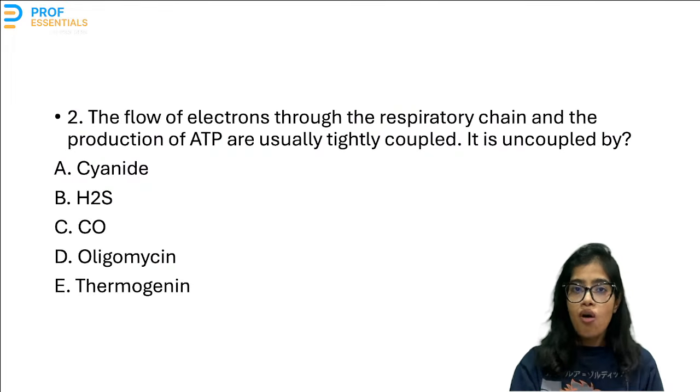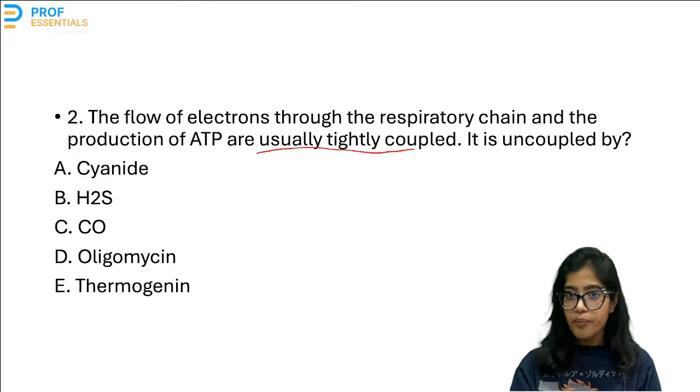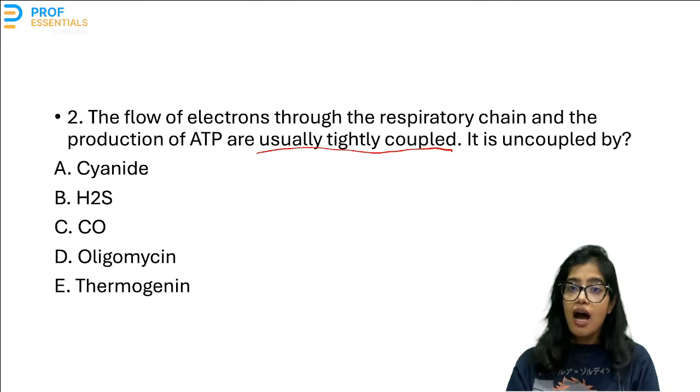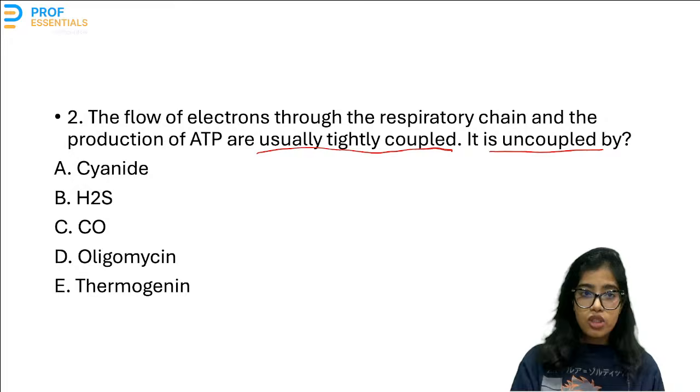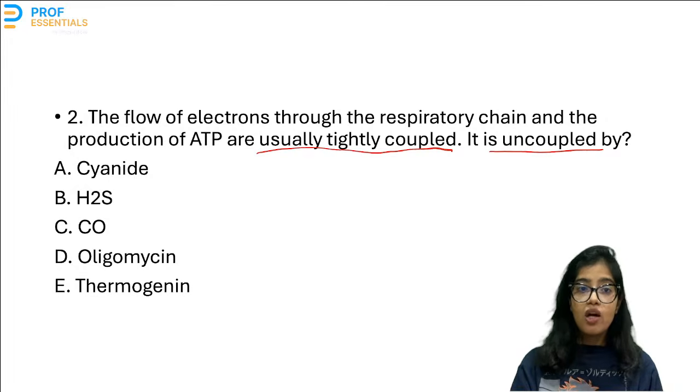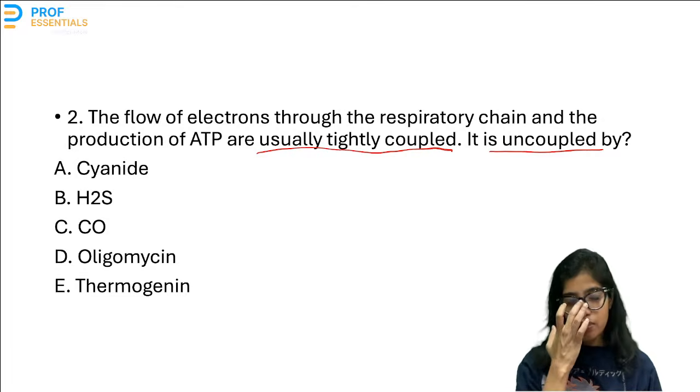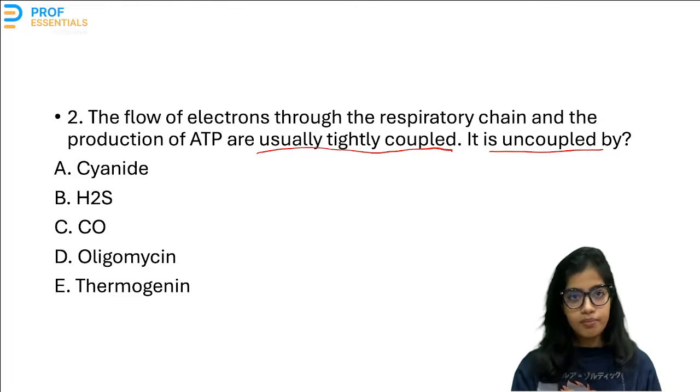The flow of electrons through the respiratory chain and the production of ATP are usually tightly coupled, right? That is, both occur together. It is uncoupled by which of the following? Cyanide, hydrogen sulfide, carbon monoxide, oligomycin, or thermogenin. So I'll give you some time to mark the correct answer.